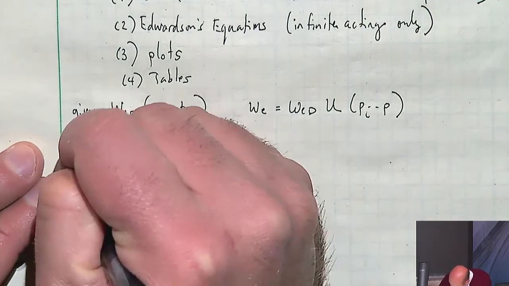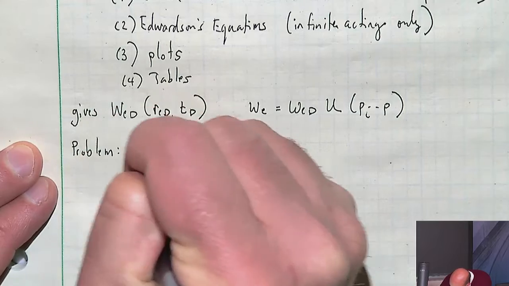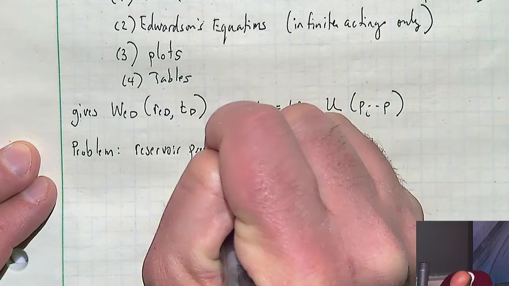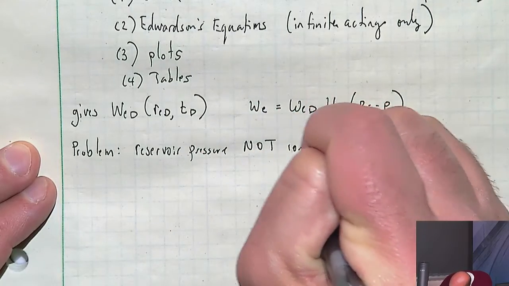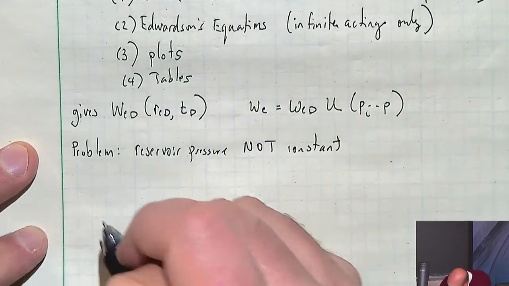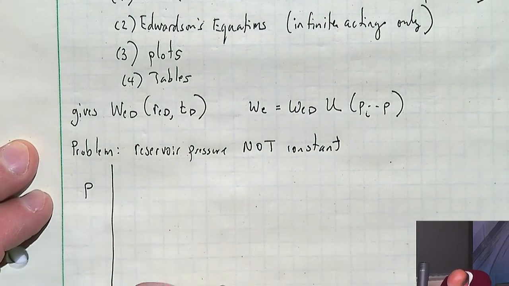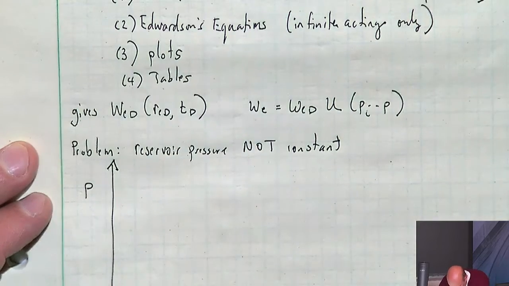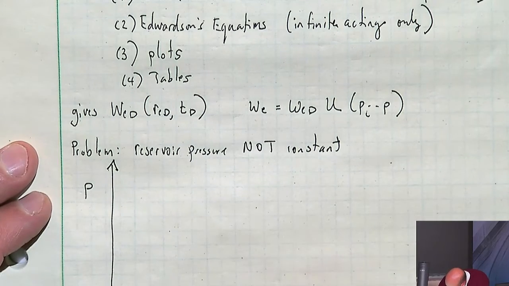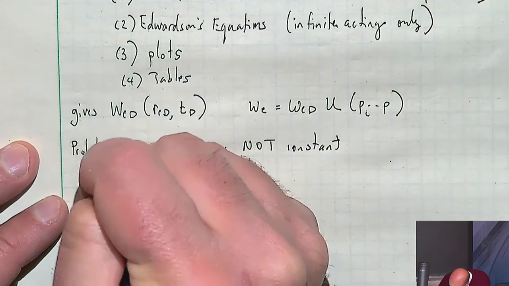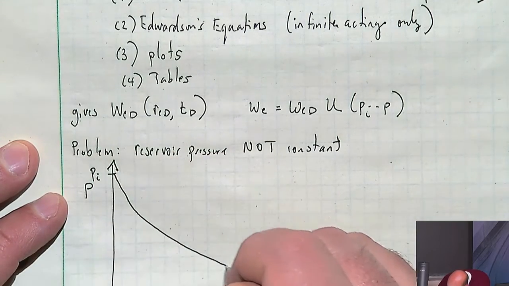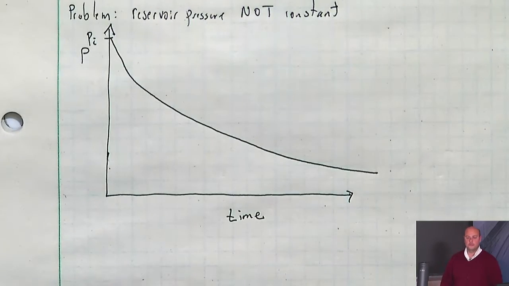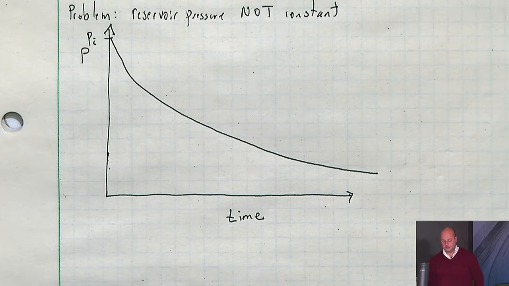So the problem is the reservoir pressure is not constant. It might look something like this. Pressure versus time, you've got an initial pressure, we'll call it PI, and maybe it declines like that, right? So obviously it's not constant.